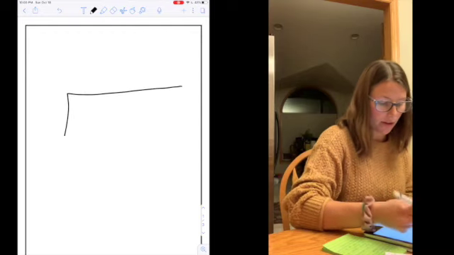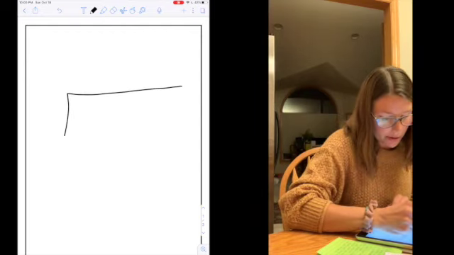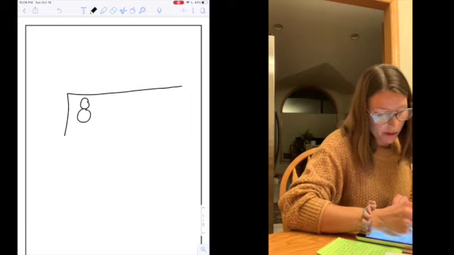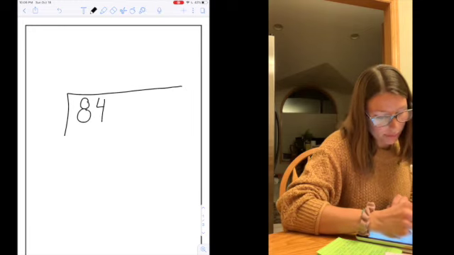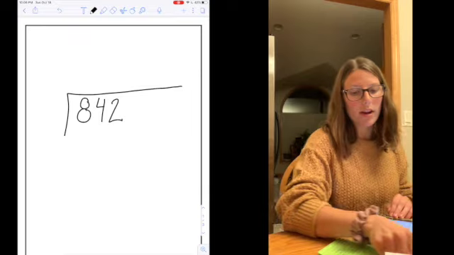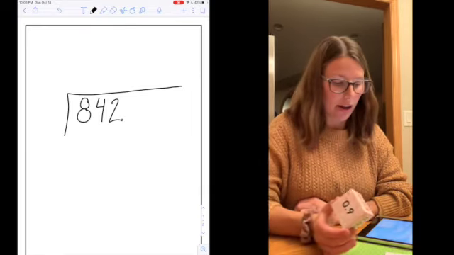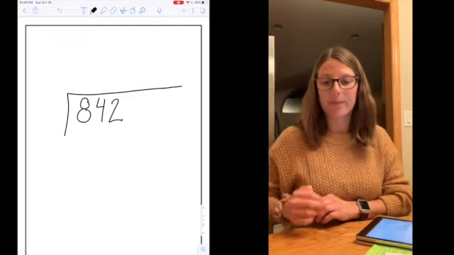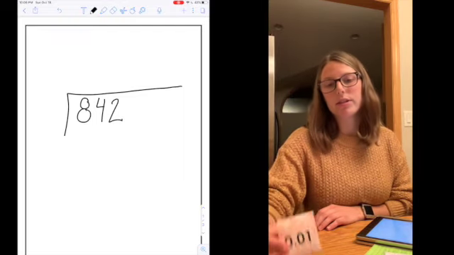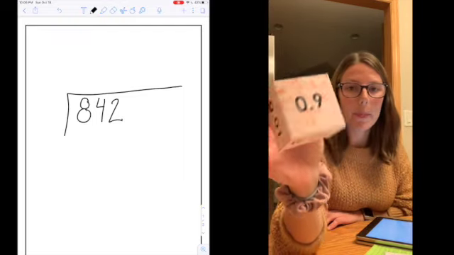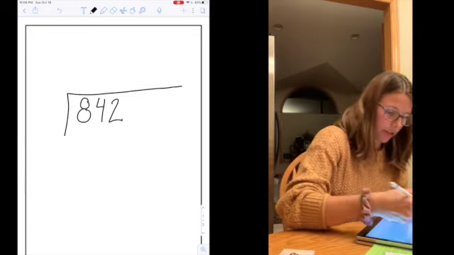Okay, so our dividend is going to be a made-up number, 842. Then I'm just going to roll one of our decimal dice that we made to find out what we're going to have for a divisor. We have 0.9, so go ahead and put that as your divisor.